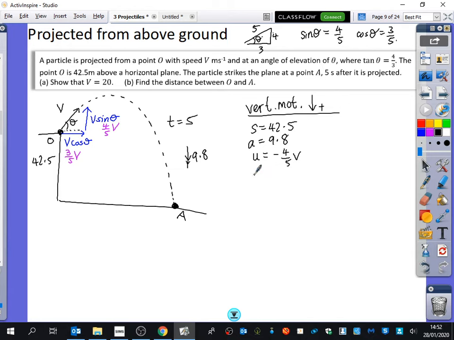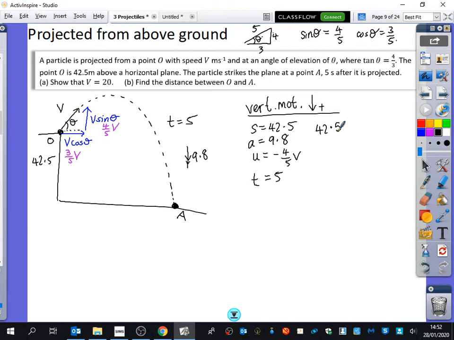And what else do we know? V is not 0, no. T is 5. When it hits the floor, it doesn't have a speed of 0. It has a speed of 0 after it's hit the floor. When it hits the floor, it has speed, okay? So we'll connect these together using S equals ut plus a half at squared.